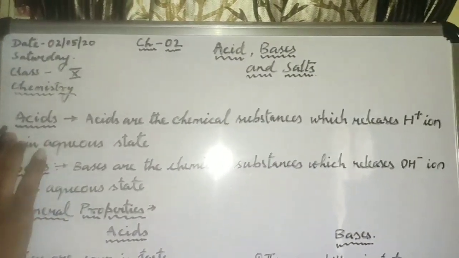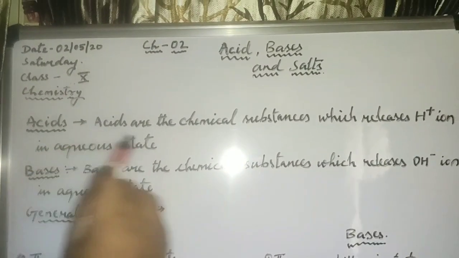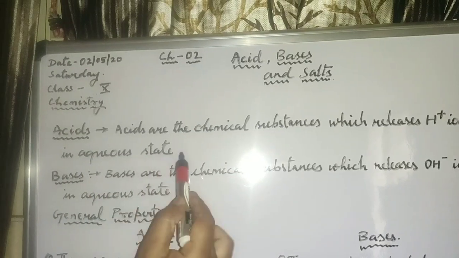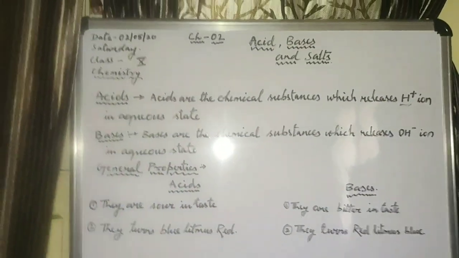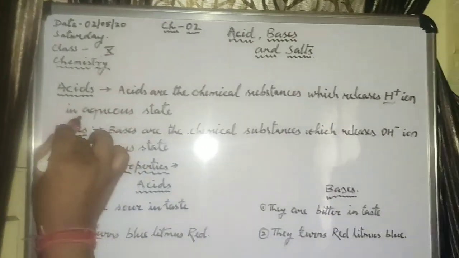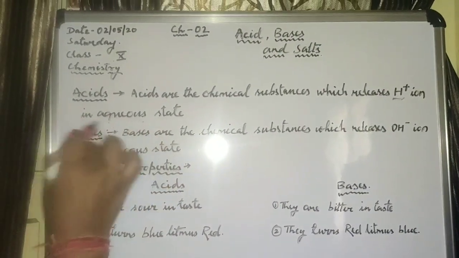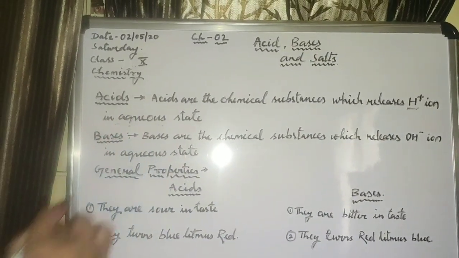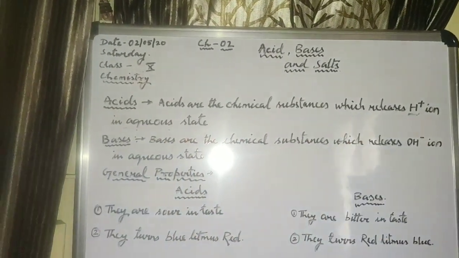Now, first of all, introduction to the acid. What are acids? Acids are the chemical substances which release H+ ion in aqueous state. Remember it, which releases H+ ion in aqueous state. That means it can only show its acidic property when it is in aqueous state. If it is in concentrated state, then the acid will not release H+ ion.